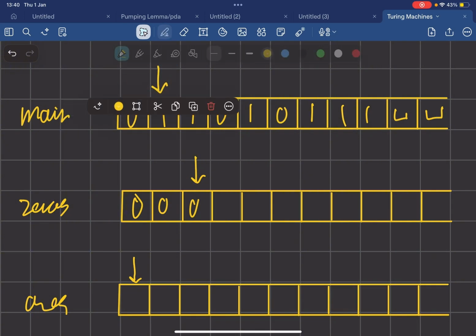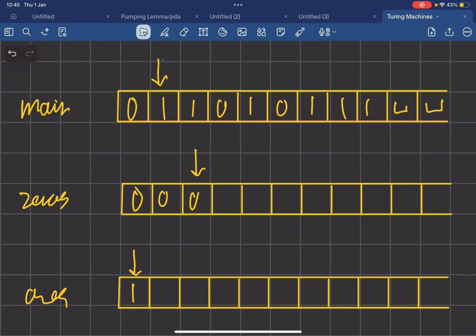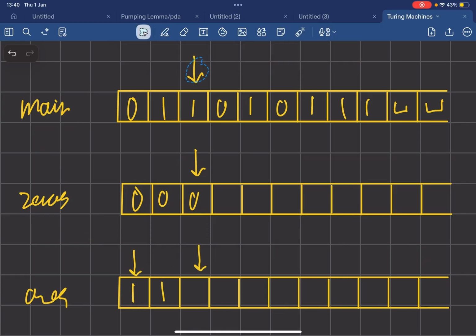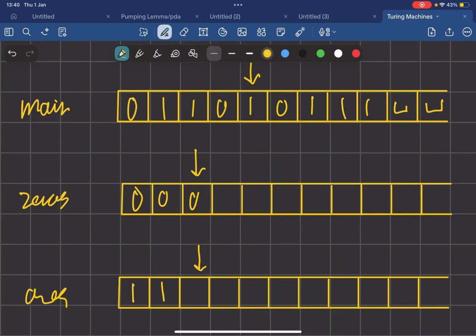So copy over the one, copy over the one. Should have moved the readhead first. What just happened? Oh. Okay, copy over the one.